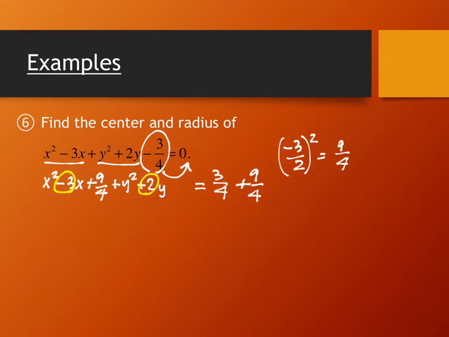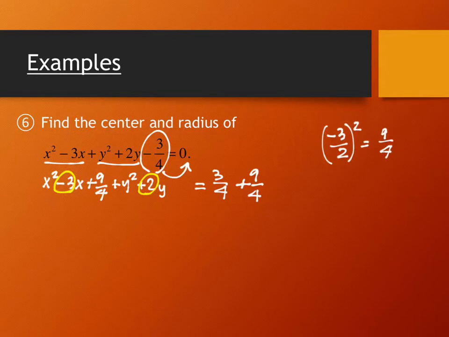And then the other piece is my 2. 2 divided by 2 is 1, squared is still 1. So I add a 1 to both sides.